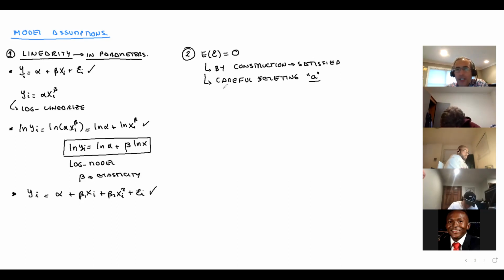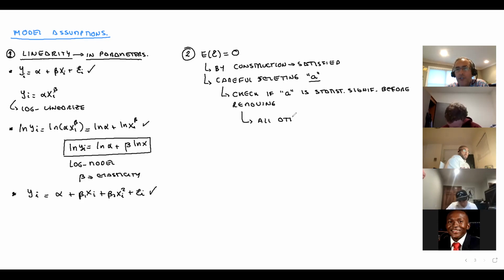So what I mean is that you should first check if A is statistically significant before removing it. Otherwise, guys, what is going to happen is all other coefficients are going to be, this is the worst nightmare, biased. This is economics' worst nightmare, having biased results. And I will show you in a minute.